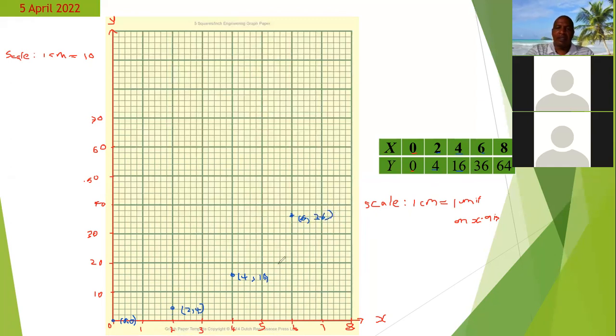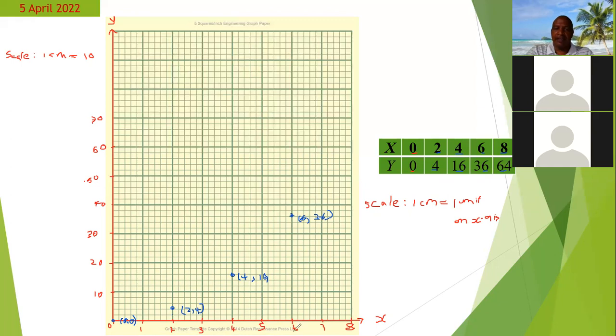Guys, I hope you are doing this, you know. And at the end of it, you should plot your points and get a curve, right? All right, so our next value then would be x equal to 8 and y equal to 64.